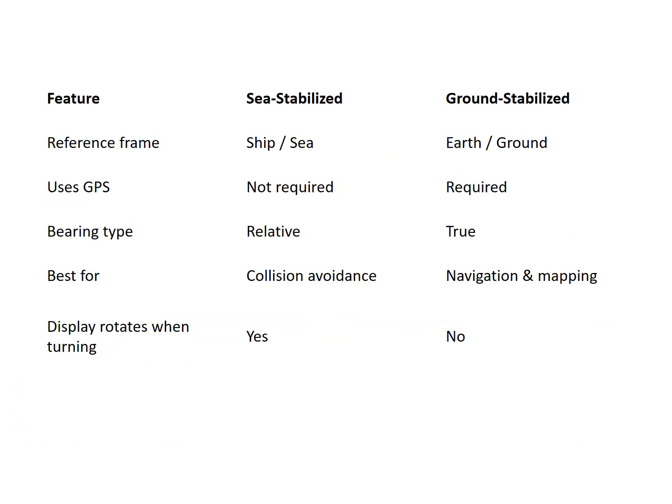Here's a comparison. Sea-stabilized uses the ship or sea as a reference, doesn't require GPS, gives relative bearings, and is best for collision avoidance. Ground-stabilized uses Earth as a reference, requires GPS, gives true bearings, and is best for navigation and mapping.